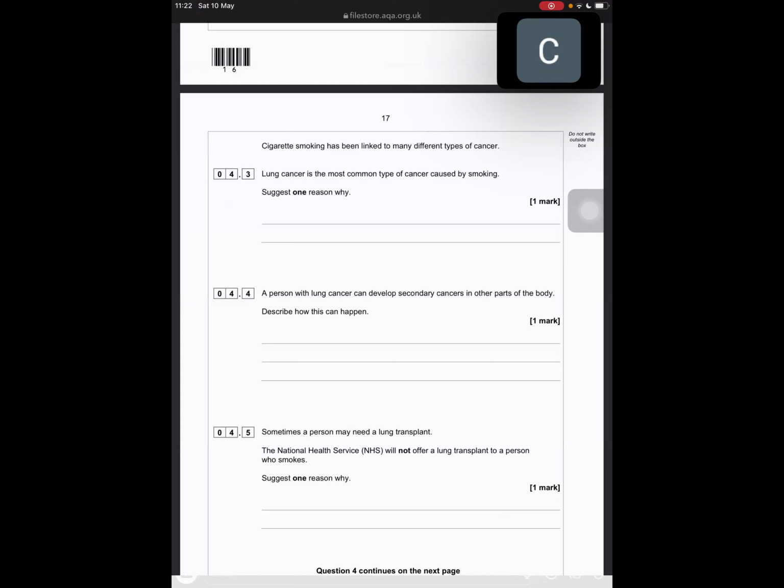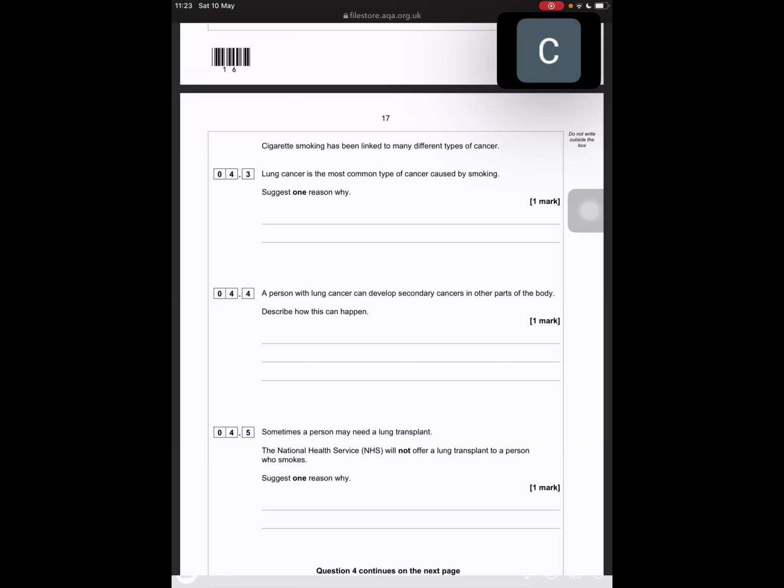But what does the marking scheme say about spread? Secondary cancer. Cancer cells are transported in the blood. Okay, they're transported in the blood. So that's the primary thing.